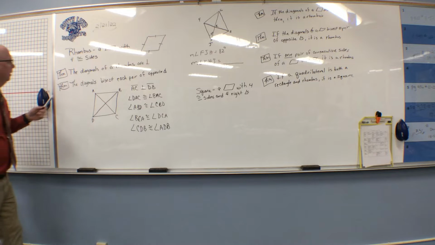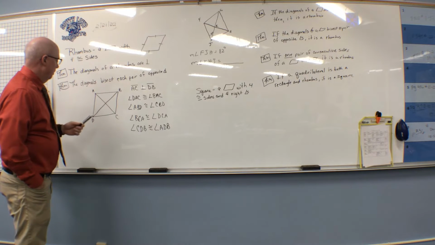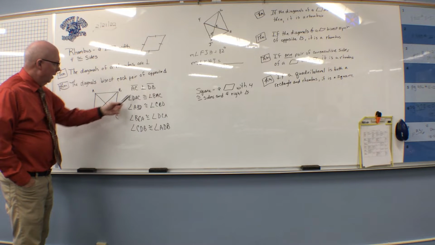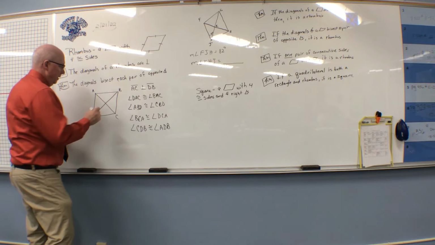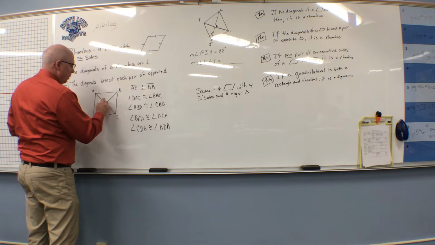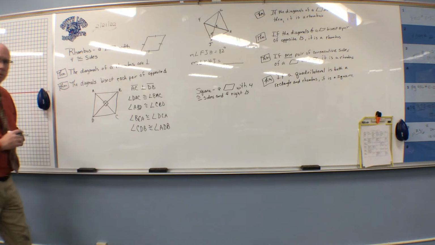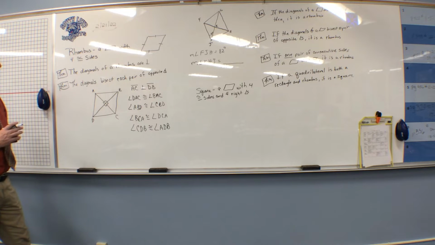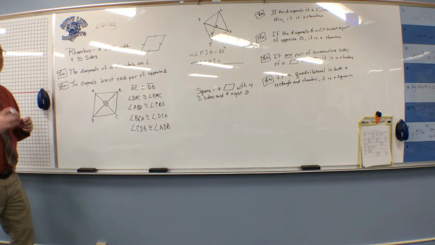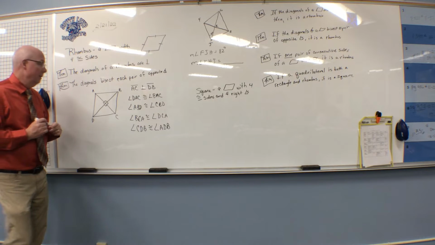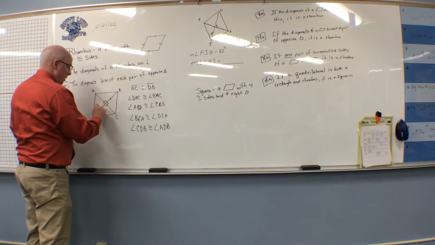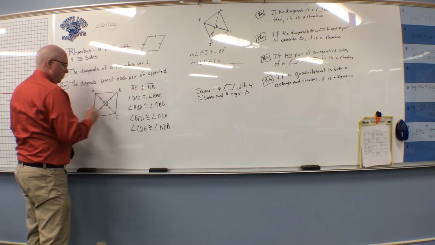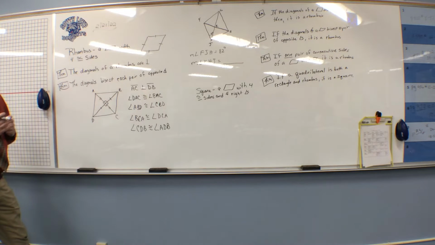Then, theorem one, the diagonals of a rhombus are perpendicular. So if I look here, AC is perpendicular to DB. So in other words, you have four right angles here. Now, once again, the diagonals are not congruent, but because it's a parallelogram, they bisect each other, right? So this is equal to that, and this is equal to that. Is that true? Yes, because it's a parallelogram.